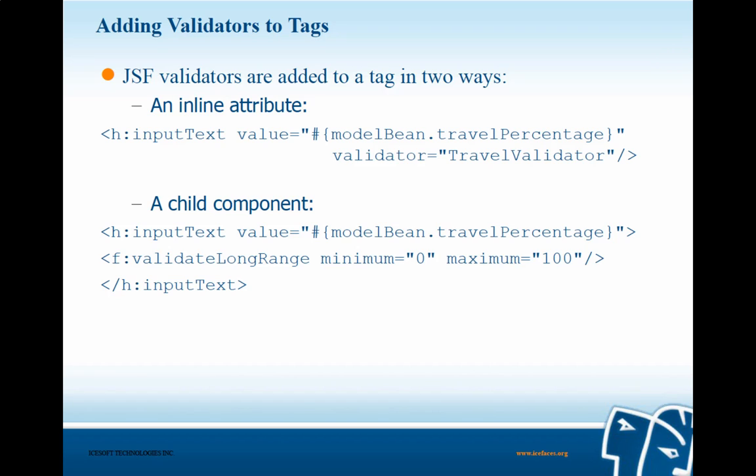We can also add a JSF validator as a child component. So in this example, we have an input text, but nested within it is an f:validateLongRange tag with a minimum and maximum value. So this tag is going to restrict user input between the values of 0 and 100.